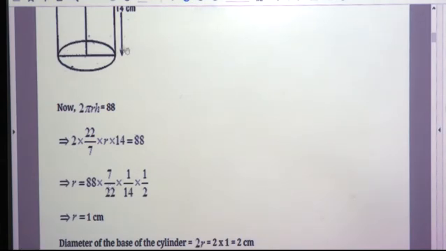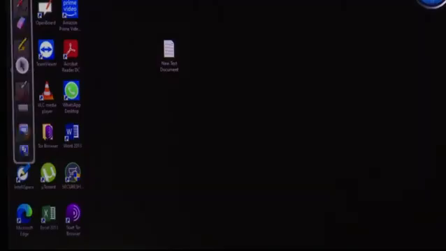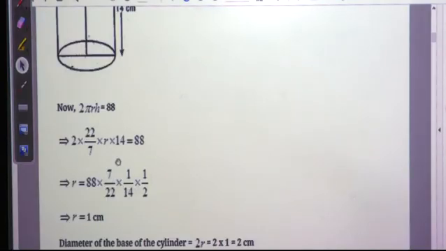Here we can see the calculation. What is the calculation? Just a minute. We shall start the calculation. It will be easy for us to do the calculation here.